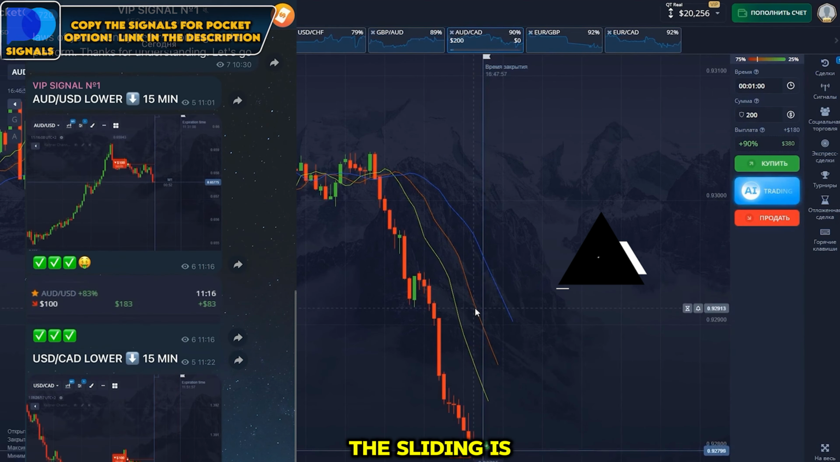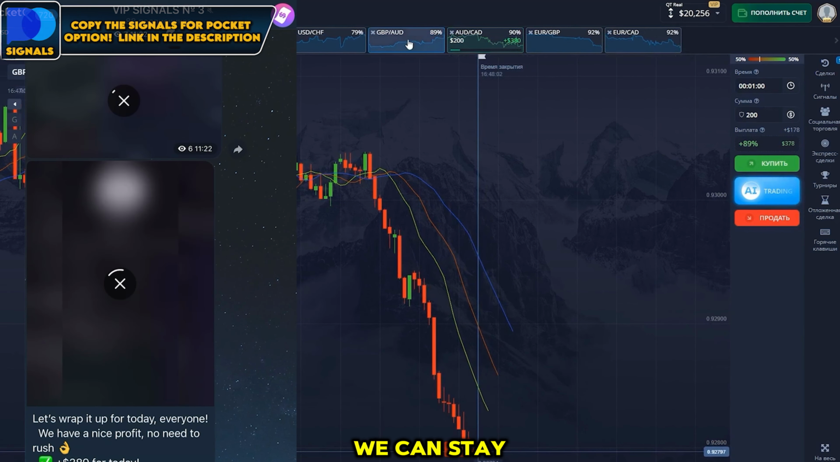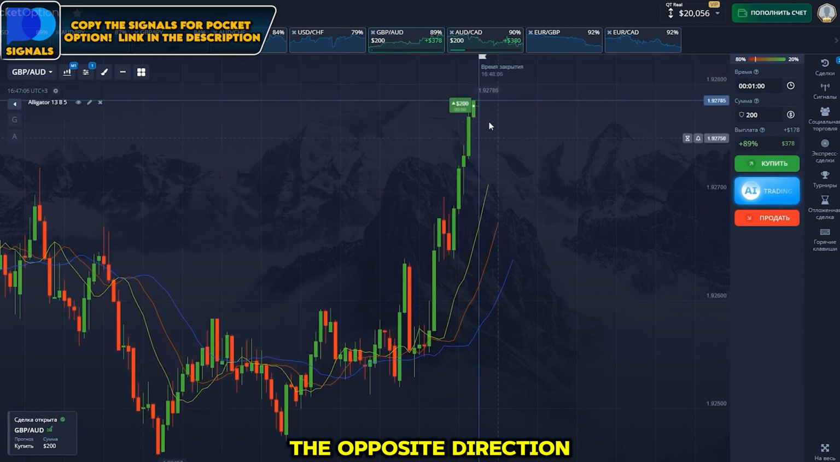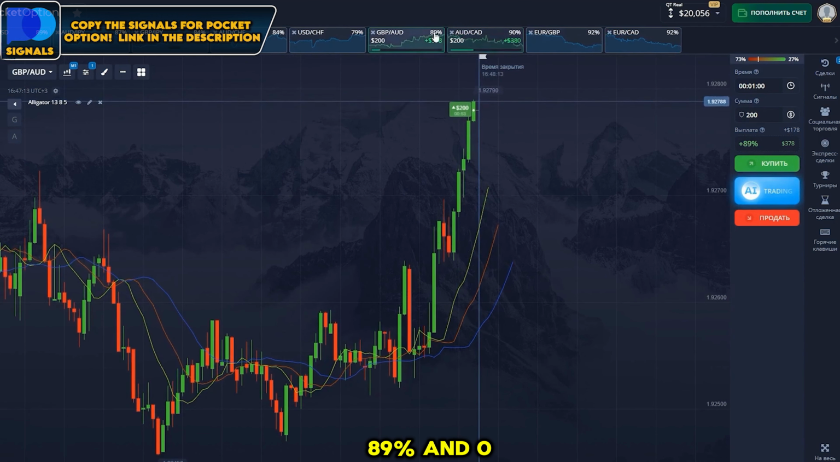We see that the sliding is smooth, without intersections, excellent movements, a great downward trend. We can stay here. Let's take another look. The exact same situation, only in the opposite direction. Here, the exact same situation, only on the rise. We see that the yield, by the way, is quite good, 90-89%, 90-89% for us.